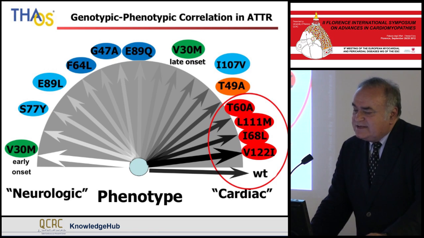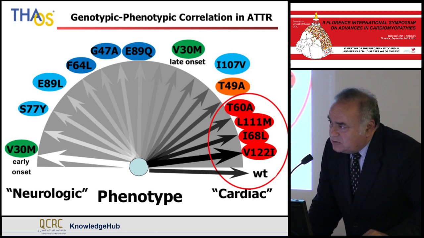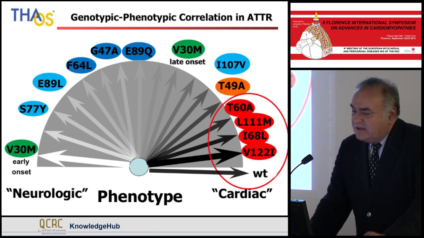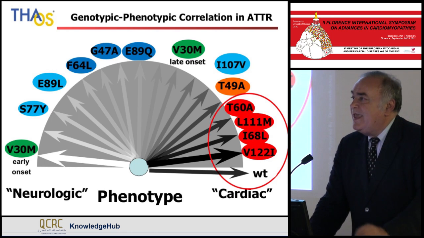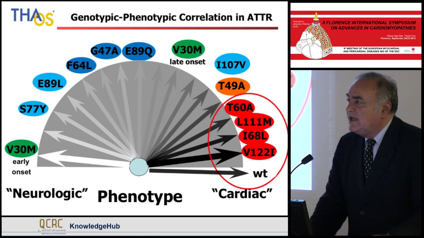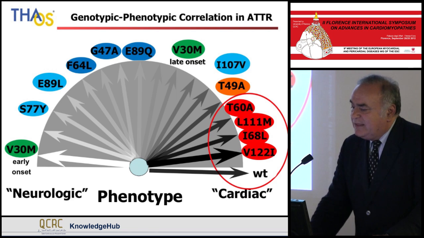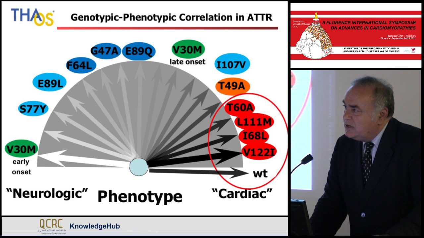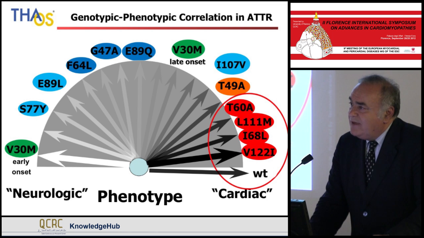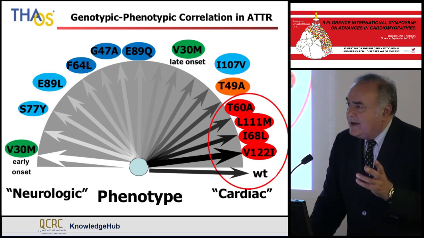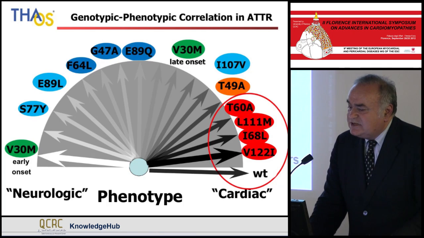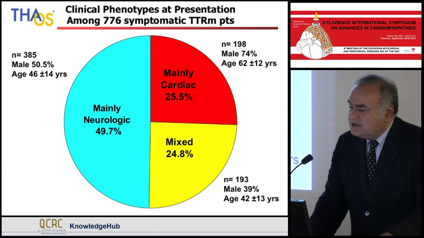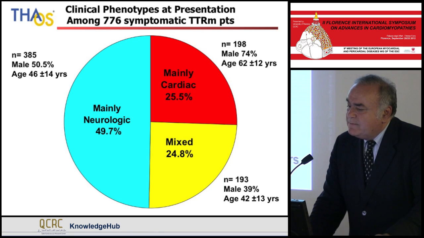At your left, you can see specific neurologic mutations. If a patient carries V30MET, the probability of having a pure neurological disease is absolutely high. But if the patient has one of these mutations or the wild-type condition, the probability of having a pure or dominant cardiac phenotype is absolutely high.